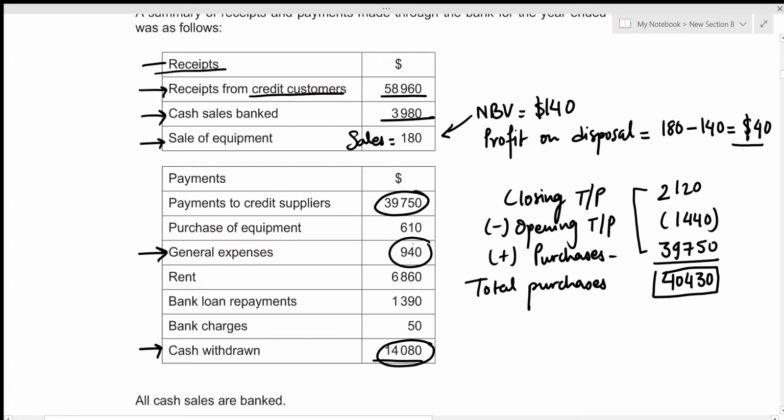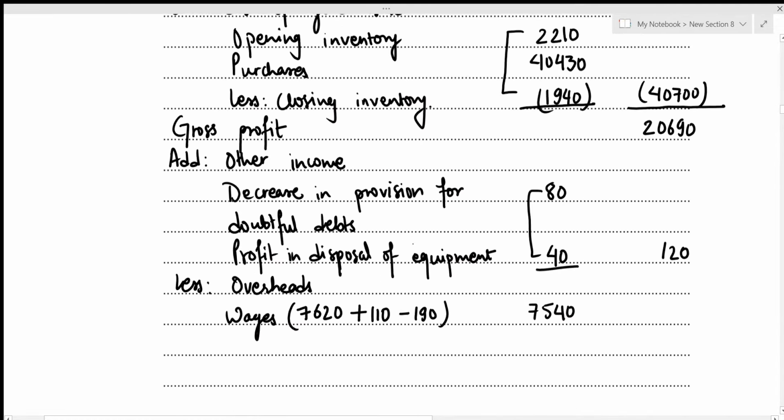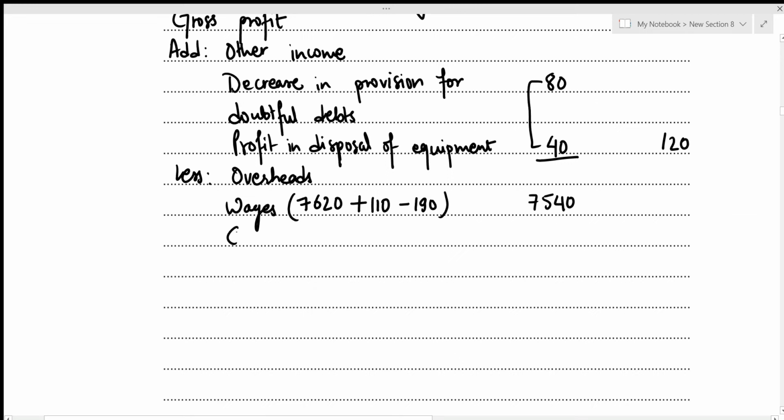So there were no adjustments. The adjustments were only relating to rent and wages. So we need to add these two amounts in order to figure out the total general expenses for this year. Let's do that. All right, so the cash paid for general expenses was 1,210, and we also made the payment of 940 for general expenses. So this gives us the total general expenses for the year to be 2,150.